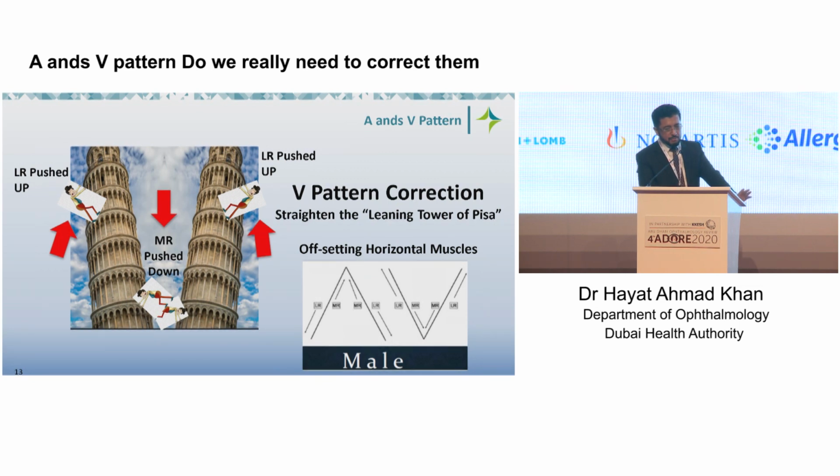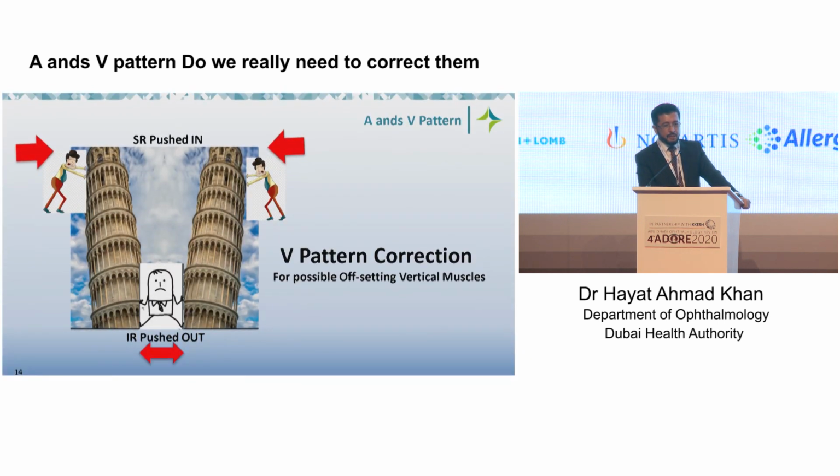So this is how I remember, and it's easy for most of us to remember, is trying to make these two buildings straight. So you can actually upshift the outer muscles, the lateral recti, and downshift the medial recti to make the building straight. And even the same thing can be worked out for vertical muscles, which we rarely use, because mostly we are doing medial and lateral recti resection. So it's easier to use the horizontal muscles, but even vertical muscles, shifting and offshifting of the inferior rectus, can also give the same results.